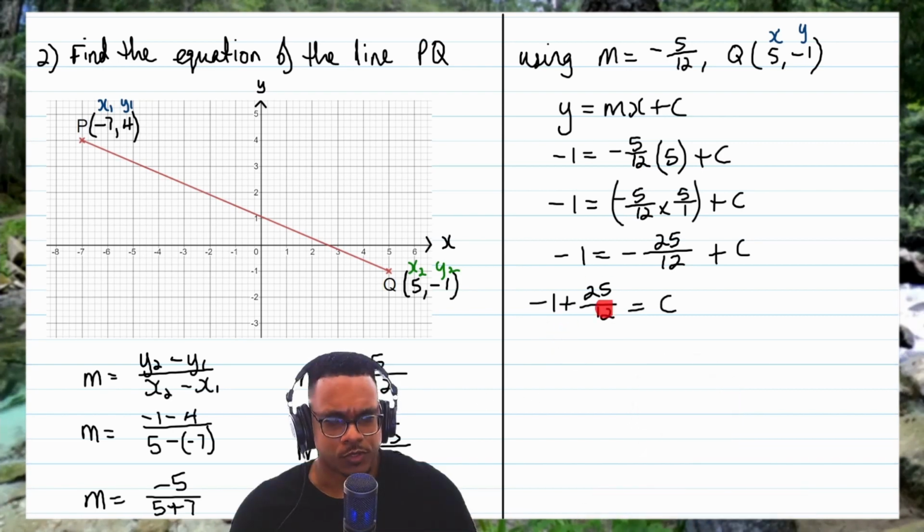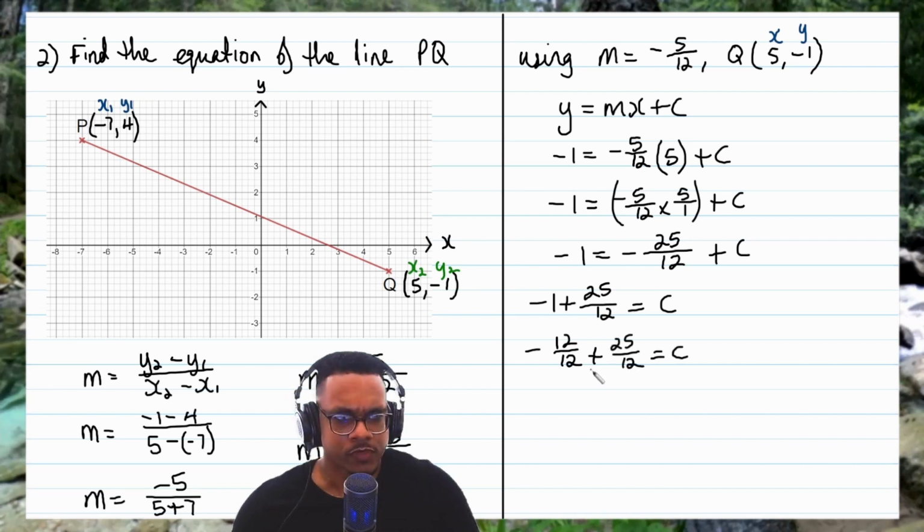So now we'll just have to work out this, and it's simple to work out because -1 will just be -12/12. So now that I have the same denominator, I can simply work out the numerator by saying -12 plus 25. And -12 plus 25 would be the same as 25 take away 12, and your answer would be +13. So I'll get +13/12 is equal to c.